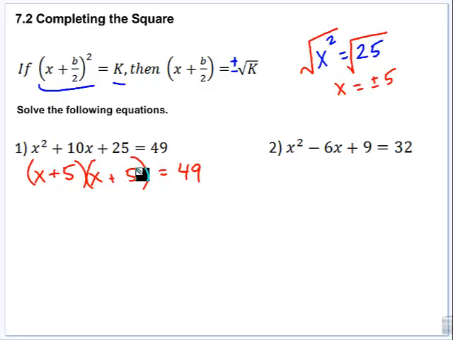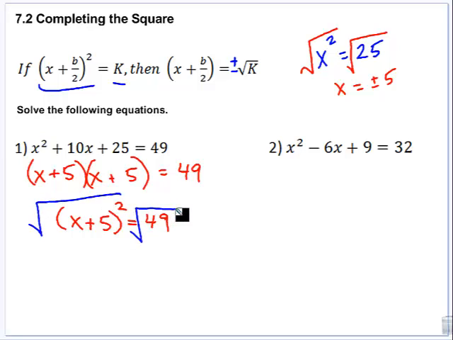Now, instead of writing this as x plus 5 times x plus 5, we're just going to write this as x plus 5 squared is equal to 49. We can do that because we just have two x plus 5s being multiplied by one another. So now we could take the square root of both sides. So the square root of x plus 5 squared is just x plus 5. And the square root of 49 is plus or minus 7.